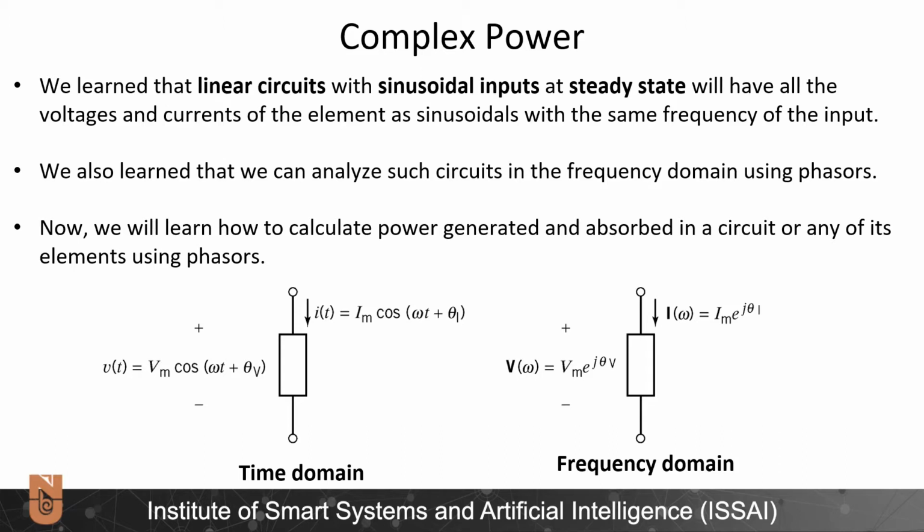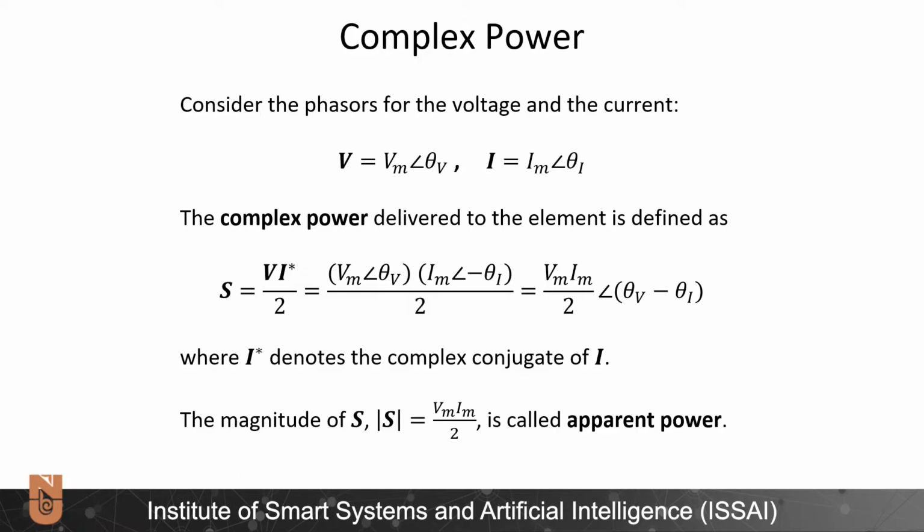called complex power. Let us assume we have the phasors V and I for voltage and current respectively. The complex power delivered to an element is defined as S equals V times I conjugate divided by 2. Accordingly, when we put the phasors for V and I into this equation, we end up with the magnitude Vm times Im divided by 2, and angle theta V minus theta I.